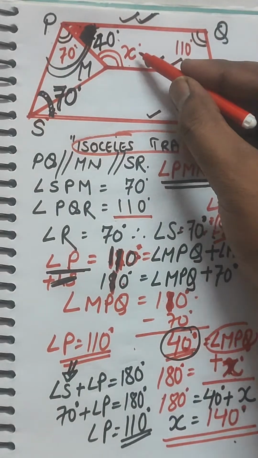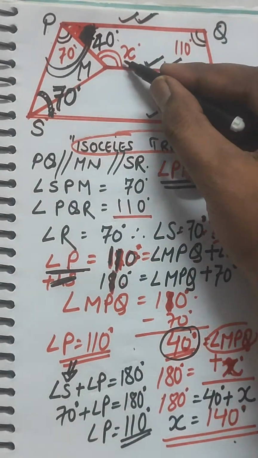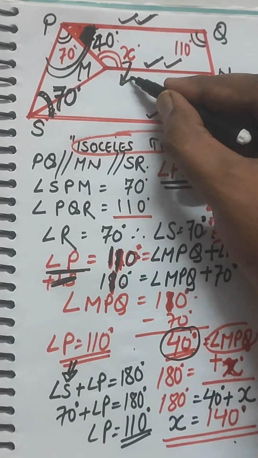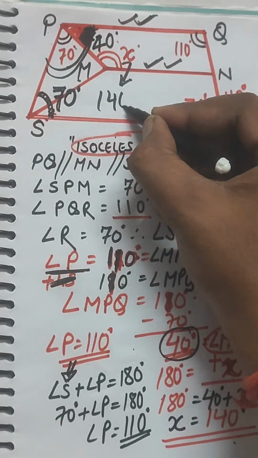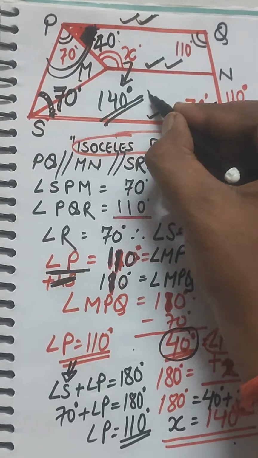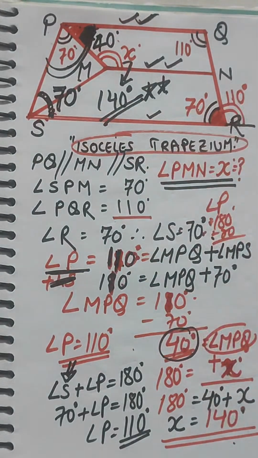This is our answer, X equal to 140 degree. So the measure of this angle X is calculated, and that is equal to 140 degree, which is our answer, right? So students, I hope you like the solution. Any doubt you can put into the comment box, right?